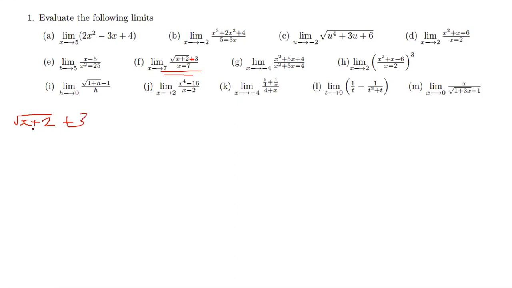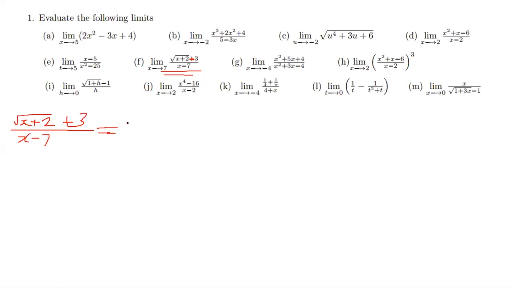Plus 3 over x minus 7. Let us try to simplify this before we even find its limit. When simplifying this, we're going to find the conjugate of the numerator.